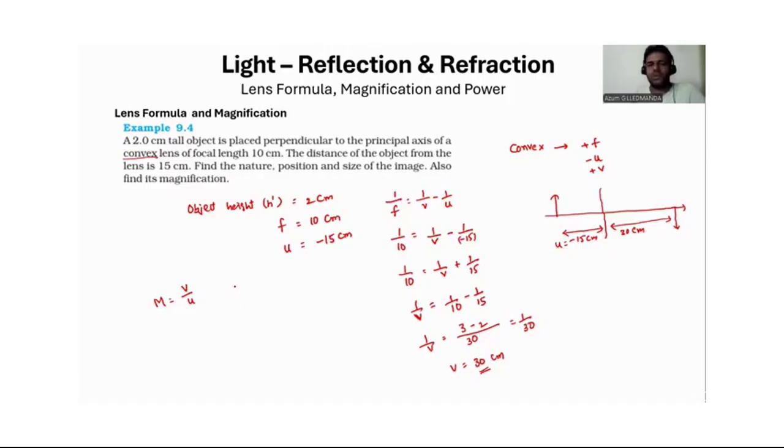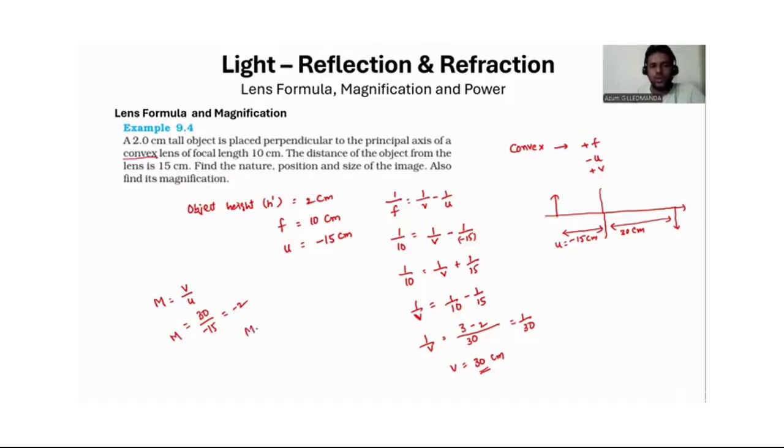Now, if you need magnification, magnification is v by u, right? As we know v and u, we can directly use these values. We don't need the height of the object and height of the image. So what is magnification? v by u. v is 30 by what is u? Minus 15. So it is minus 2. This sign is important, guys. So magnification is minus 2.